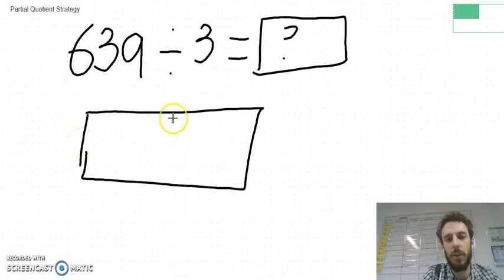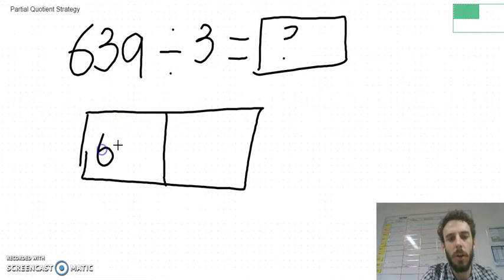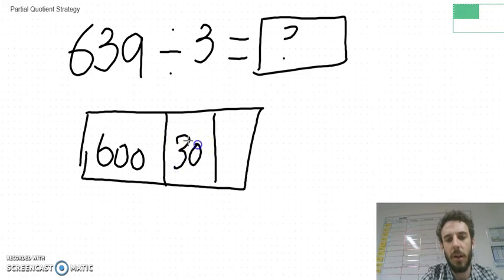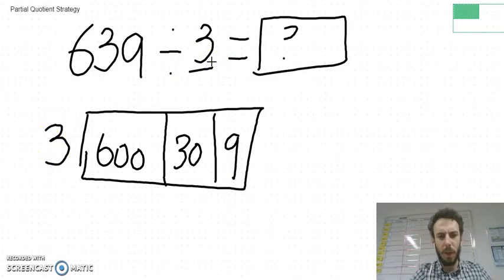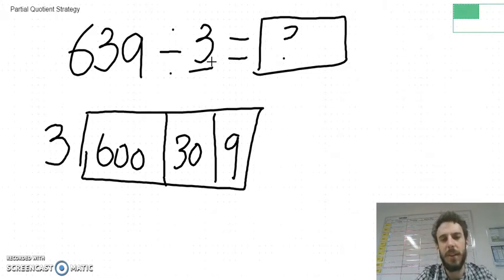So the first thing I'm going to do is just separate it into my hundreds. Then I'm going to write in my tens, and then I'm going to write in my ones. And I'm going to put the number that I'm dividing by over here. In this instance, I'm dividing by 3. And then I'm going to do it step by step, working from the hundreds down to the ones, and just jot the answer down the bottom.